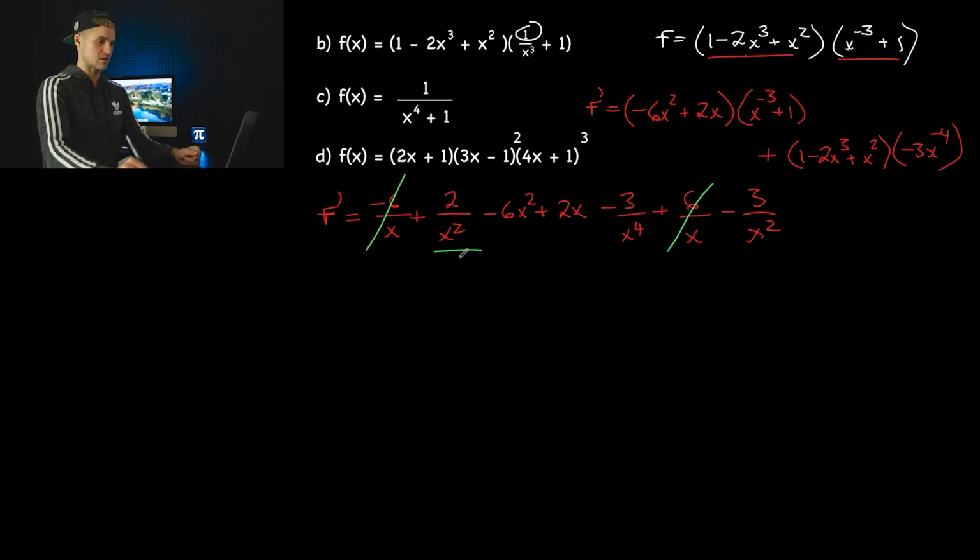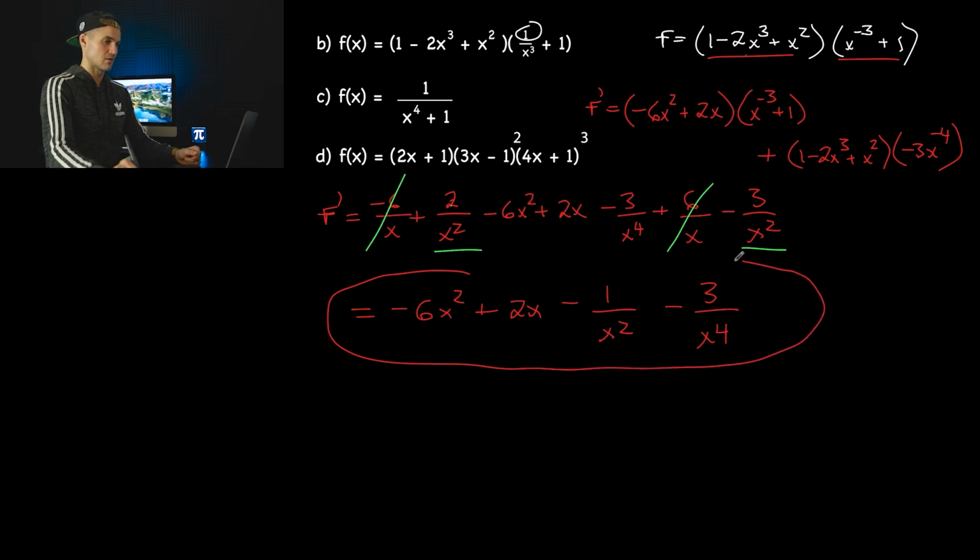And then notice here, we have a like term in this, right? They have the same denominator. So 2 minus 3 would be negative 1. And then I think that's pretty much it, right? Those are all the like terms. So this would be negative 6x squared plus 2x, 2 minus 3 is negative 1 over x squared. And then we're left with this minus 3 over x to the 4, right? So that there would be our final answer, our final derivative for this first function.